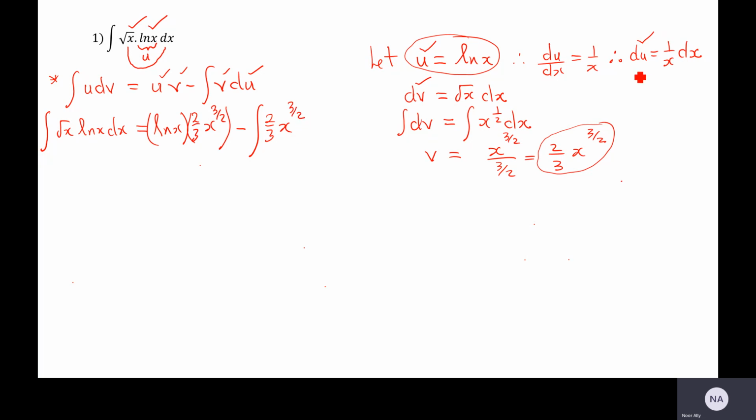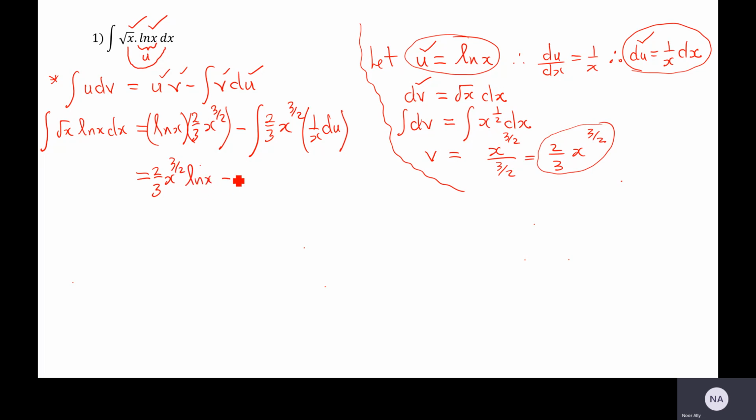And now du, and there's my du here. So that will be multiplied by 1 over x dx. So that's my working out. And there's my problem. Now all I have to do is simplify the right-hand side. Okay, not much that we can do here. That's 2/3 x to the power 3 over 2 ln of x.